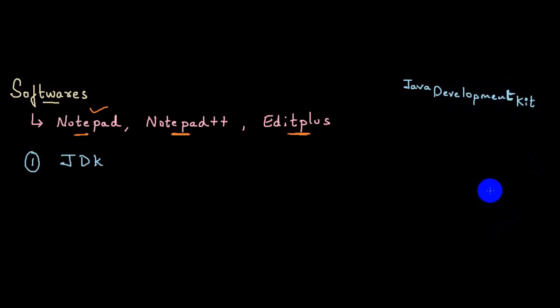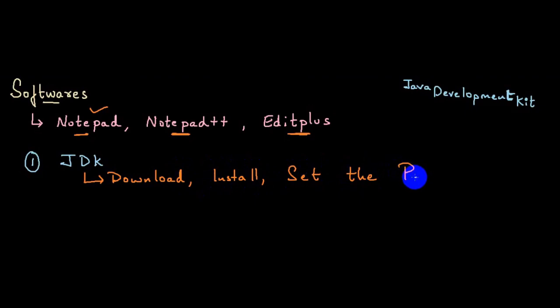What is JDK in detail? But as of now, what are we supposed to do? We are supposed to download JDK, install JDK, and you have to set the path. So it's a three-step process. You have to download, install, and set the path for JDK. And this is a .exe file. Exe file meaning executable file.